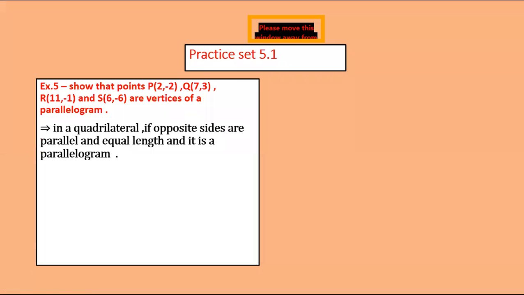Solution of this problem. In a quadrilateral, if opposite sides are equal and parallel, then it is said to be a parallelogram.